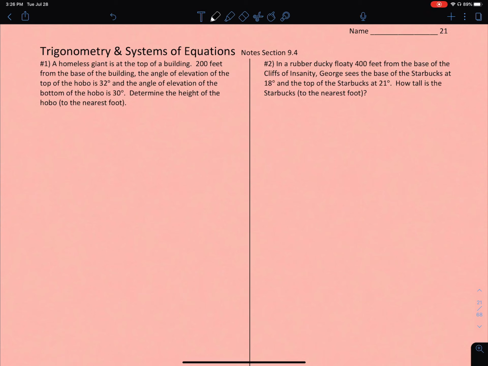Geometry Notes, Section 9.4, Trig and Systems of Equations. Problem number 1. A homeless giant is at the top of a building. We should probably draw the ground. We should probably draw a building. We should probably draw a giant.